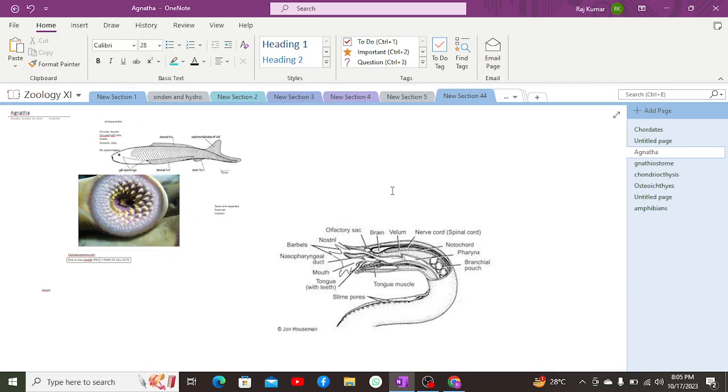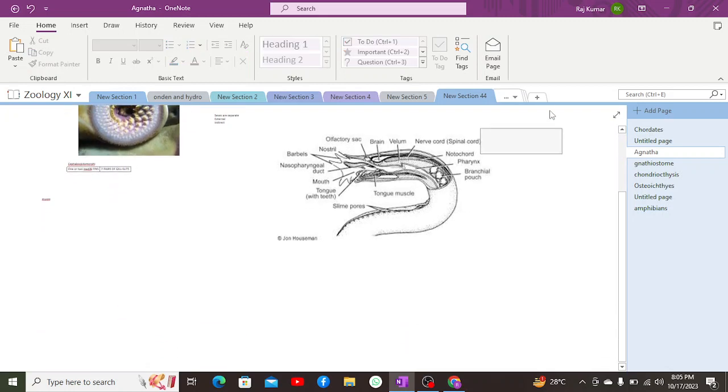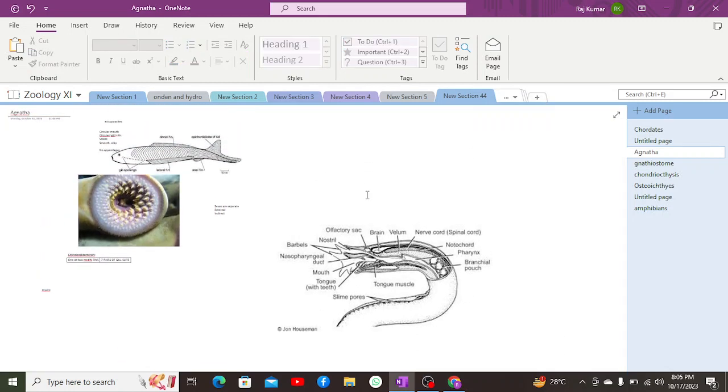Rest, as you can see in the diagram as well, the structure is such that they have pincer-like teeth which surround the tongue, not present on the tongue. They have no fins, which means no dorsal fins and no median fins are present, but they do have gill slit openings, which are 6 to 14, sometimes 5 to 14, in number.